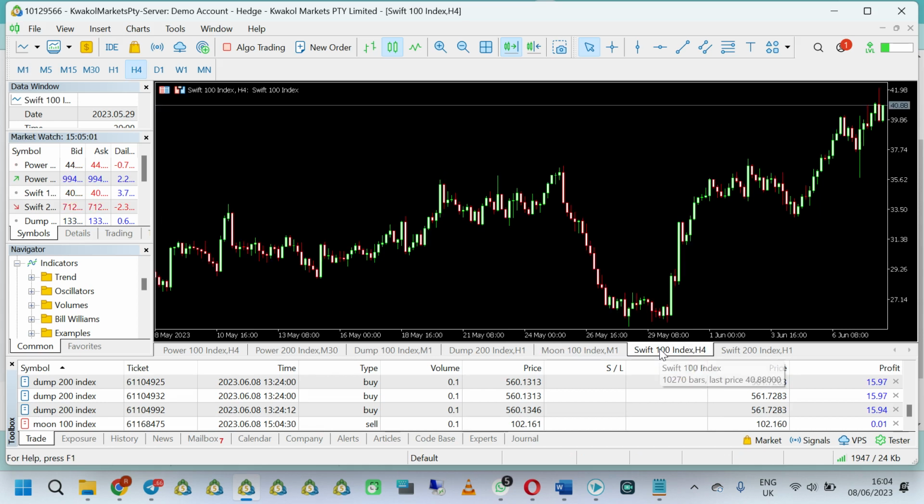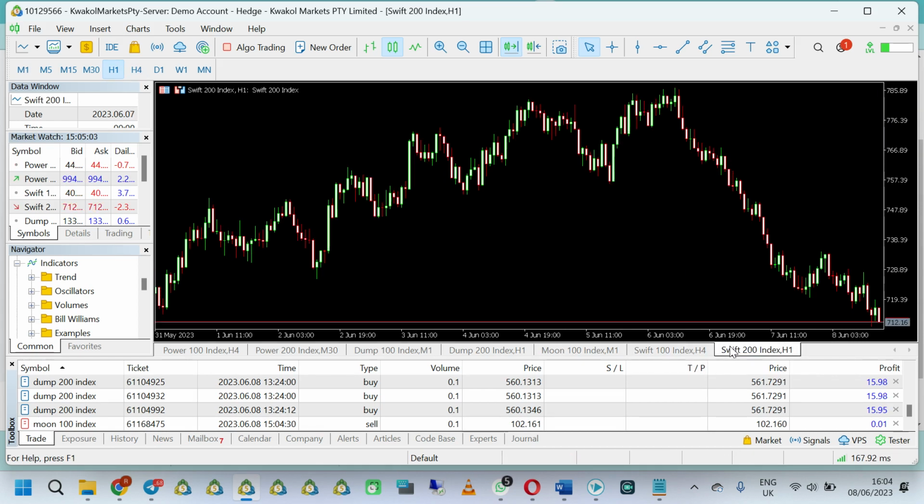Now the Swift is also, I believe, just like a normal market, but it behaves like the jump index. I believe so. Just like I said, I'm also new to it, but I believe with a common simple strategy, you can actually capitalize on it.